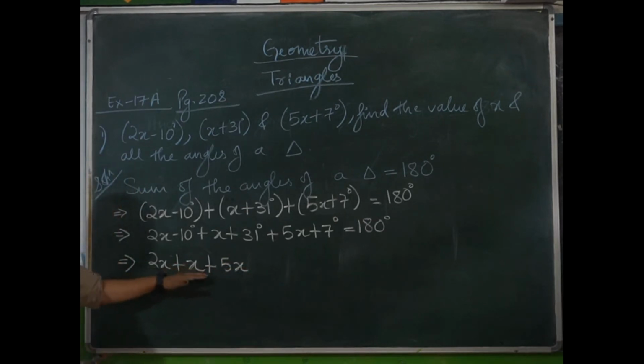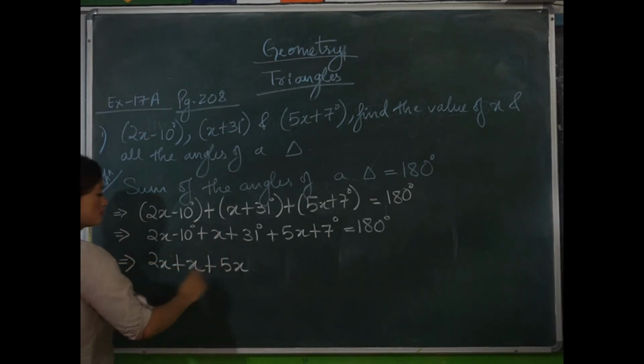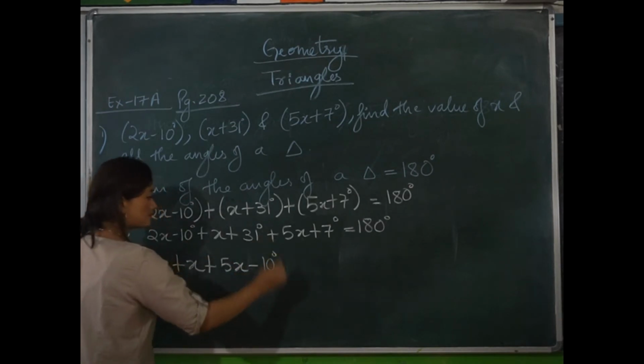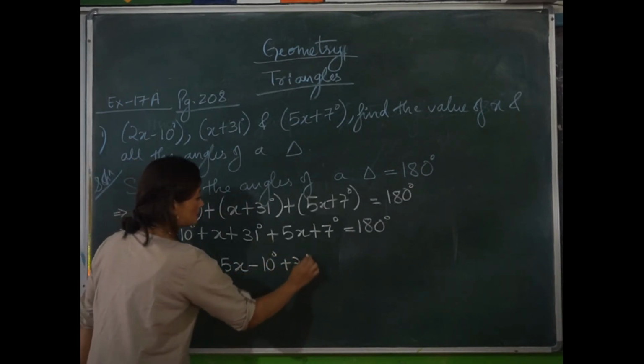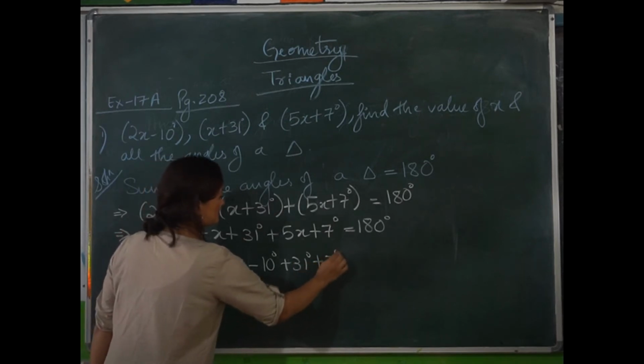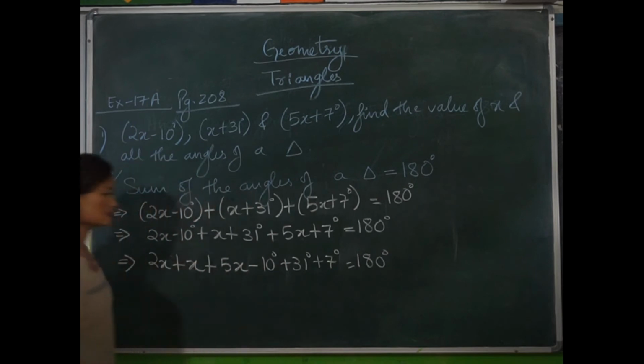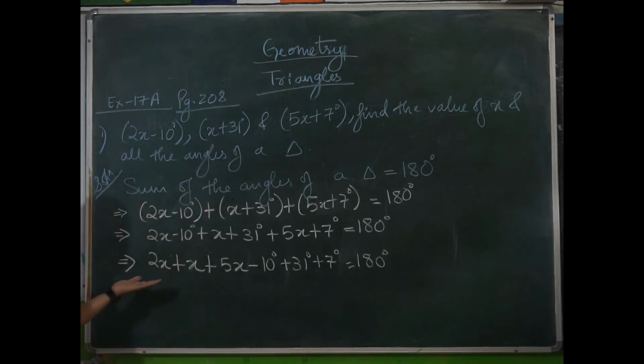So 2x plus x plus 5x are like terms. We're done with the variables now. Now, constants, we have minus 10, 31 and 7, which is equal to 180 degree. Now you know very well, since we've been doing algebraic expression, we finished with that.